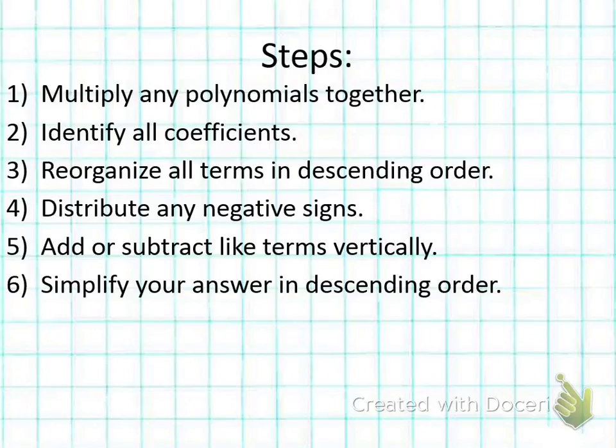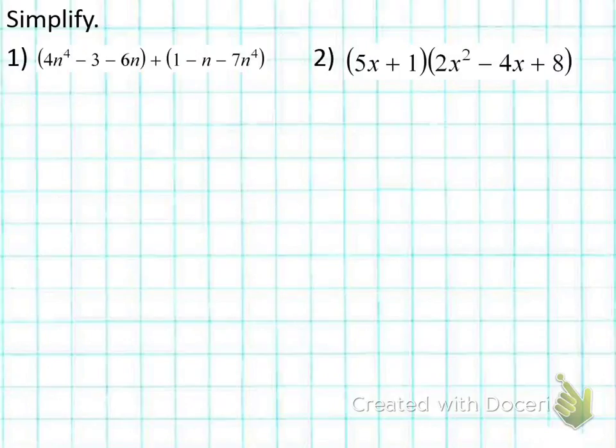Okay, so numbers 1 and 2, just watch right now, and then I will let you know how to do it. So number 1, it says 4n to the 4th minus 3 minus 6n plus 1 minus n minus 7n to the 4th. So the first thing I want to do is rewrite this in descending order.